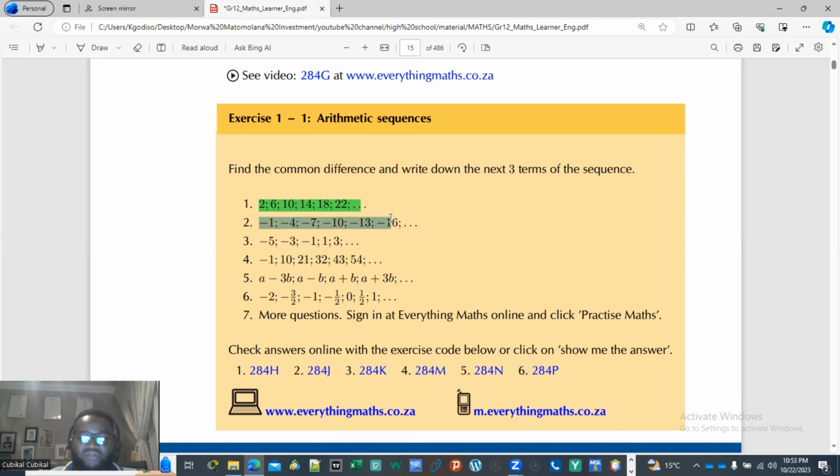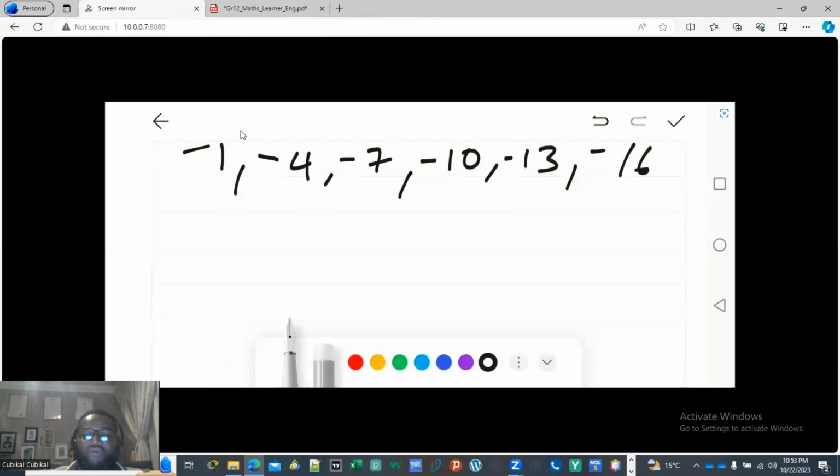So we're going to try this one, which is the second one. And as we check here, you will see that the first number is minus 1. We're having minus 4, minus 7, minus 10, and we're having minus 13 and minus 16. So if we go to the problem, we want to work it out, you will realize that the very same thing needs to apply.